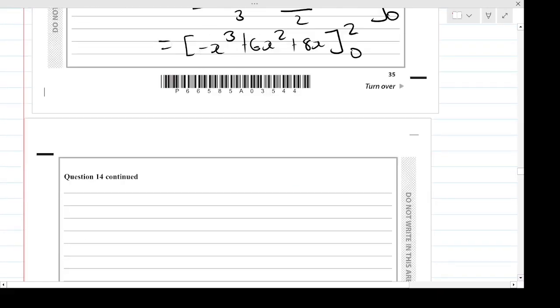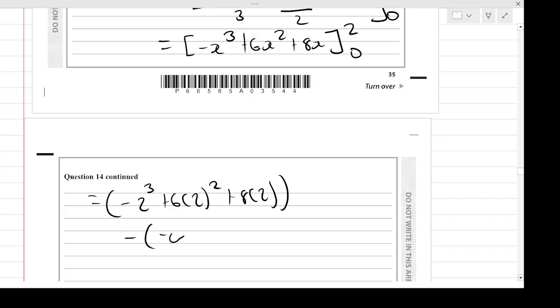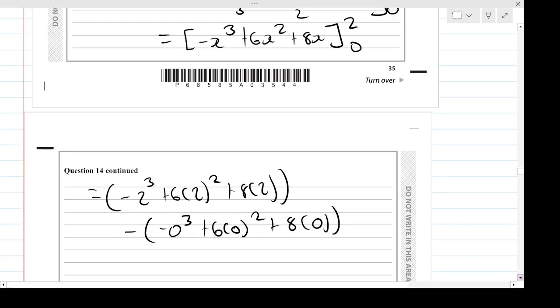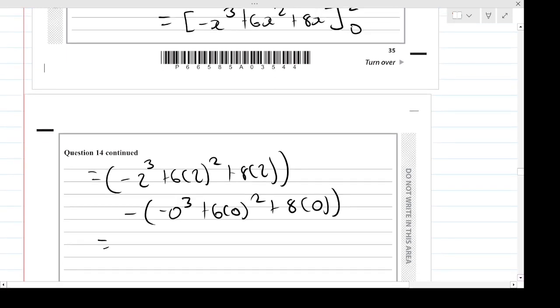So we're going to sub in 2 first. So it's going to be minus 2 cubed, add 6 lots of 2 squared, add 8 lots of 2. Then I'm going to take away, plug in 0. So minus 0 cubed, add 6 lots of 0 squared, add 8 lots of 0. If we put that in the calculator, we get 32, right?